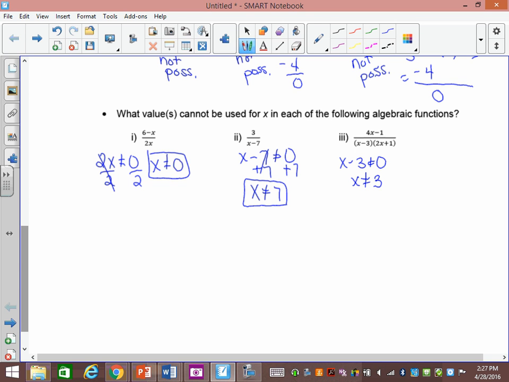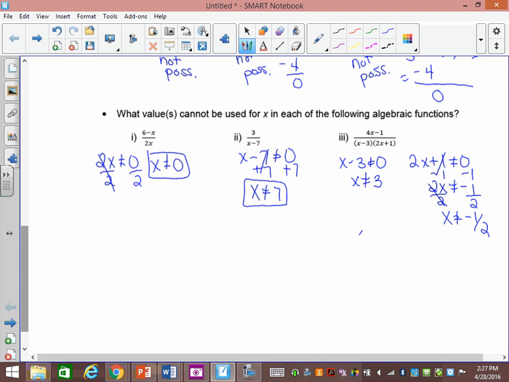And the next one would be 2x plus 1 can't equal 0. Subtract the 1. This one isn't as obvious as the other ones, right? It's a little bit more complicated. So I do the math for this one. Subtract the 1, and we get 2x can't equal negative 1, and then divide by 2. x can't equal negative 1/2. And then you can check your work. Go back. 2 times negative 1/2 is negative 1. Negative 1 plus 1, 0. So I know I'm right.